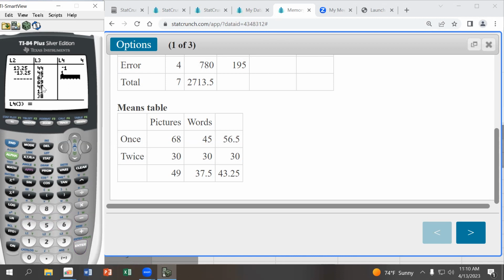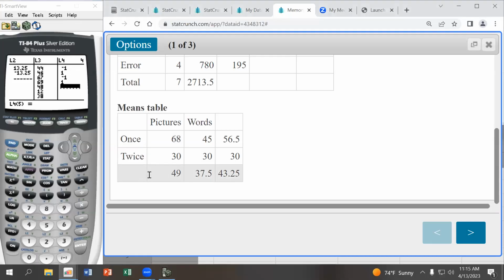Next two rows in the calculator, 67 and 69, would correspond to the first row and second column. So 67 minus 68, 69 minus 68. Good so far? Okay. Let's see if you can fill in the next 4 values and do one last task on list 4. Let's see what you get.